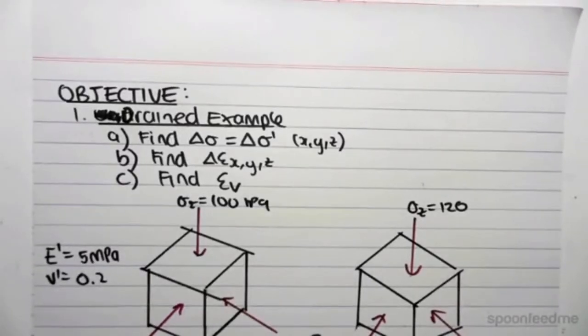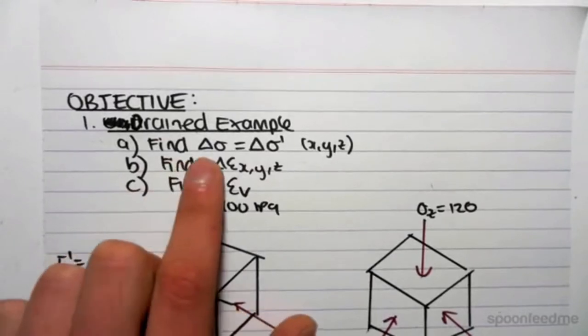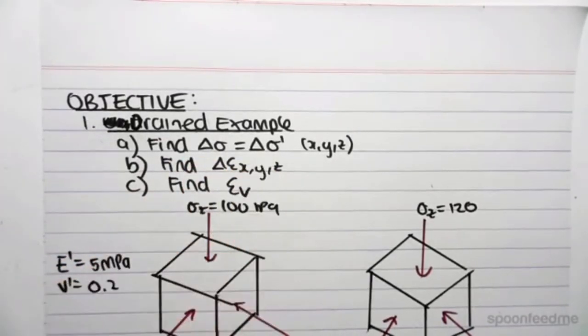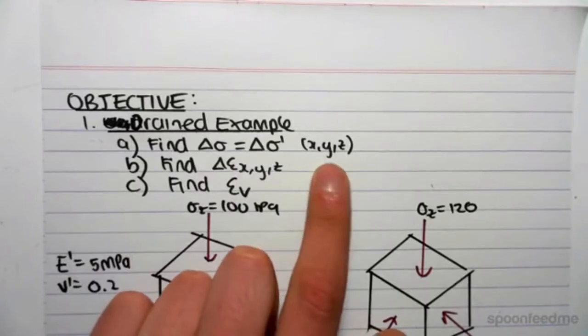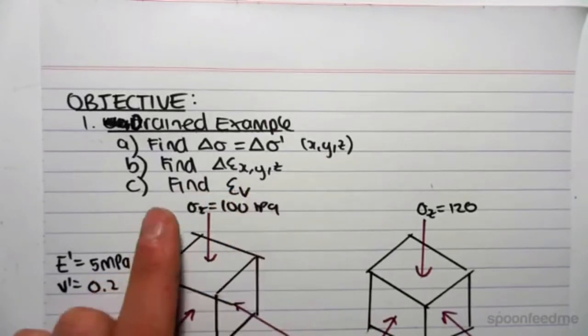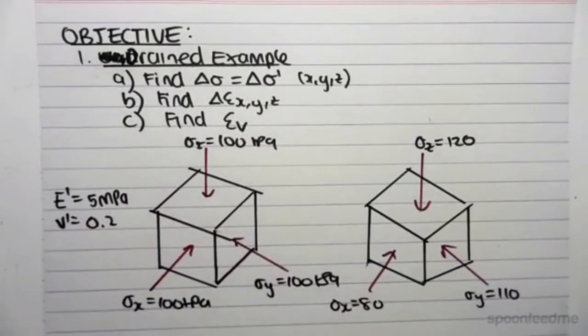Hey guys, the objective of this video is to look at a drained example, and the way we do that is we first find the change in total stress, which is the change in effective stress, and because the sample is drained, there's no excess pore water pressures, which means that this relationship is true. We're going to find them in the X, Y, and Z direction. We're then going to find the strains in the X, Y, and Z direction, and then we can eventually find the volumetric strain.